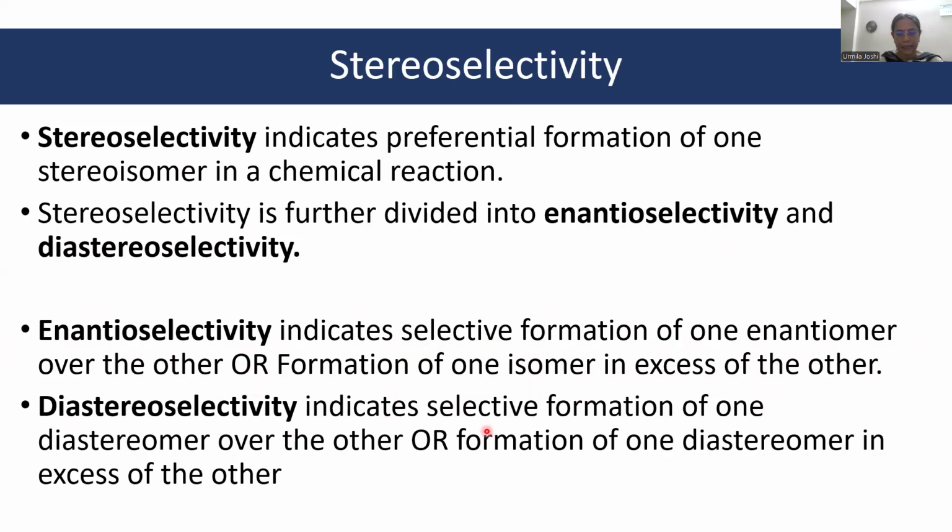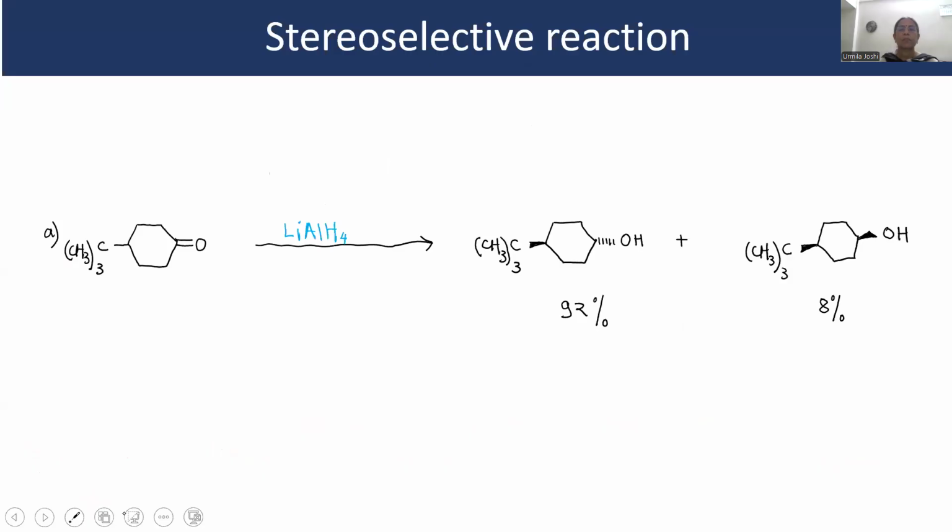Diastereoselective reaction is a reaction where there is selective formation of one diastereomer over the other. Or in other words, formation of one diastereomer in excess of the other. Let us see an example of stereoselective reaction. Okay, reduction of ketone using lithium aluminium hydride. This is the starting material.